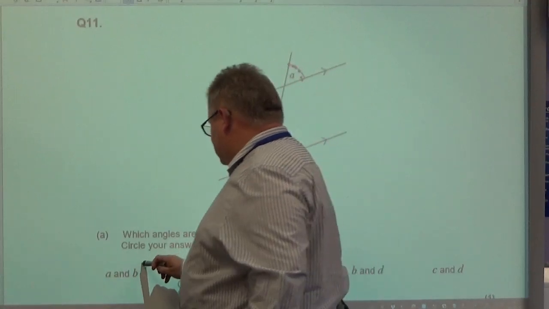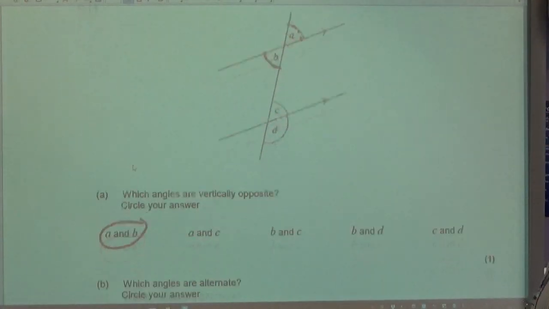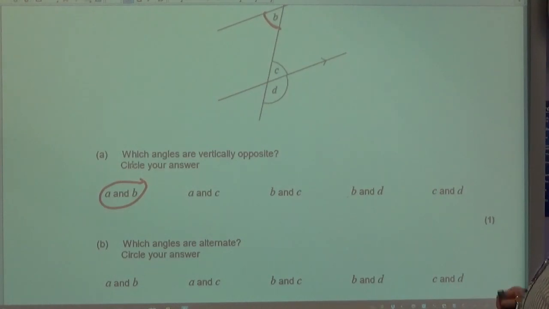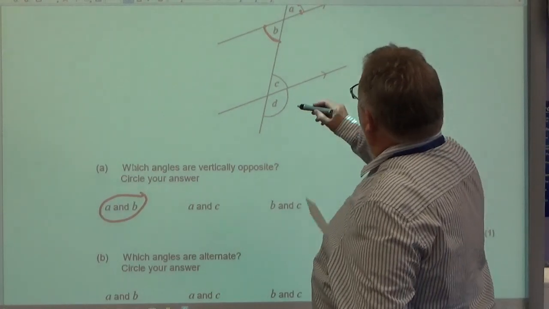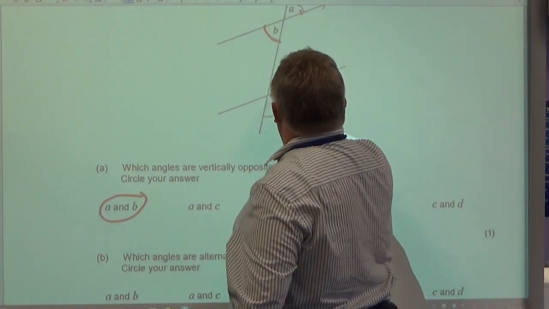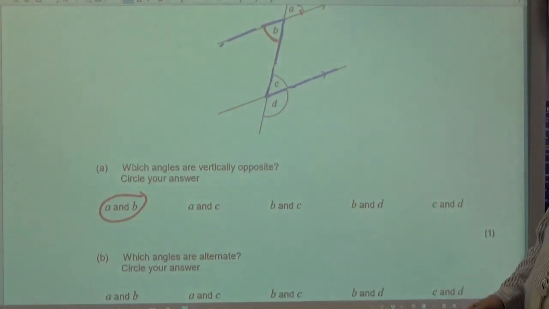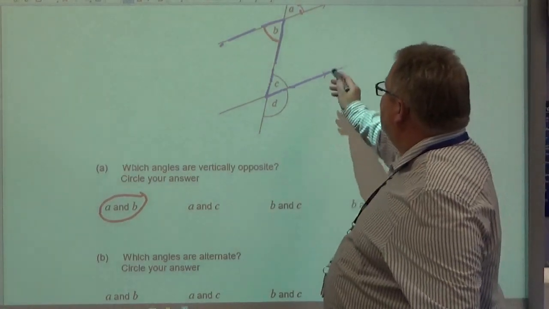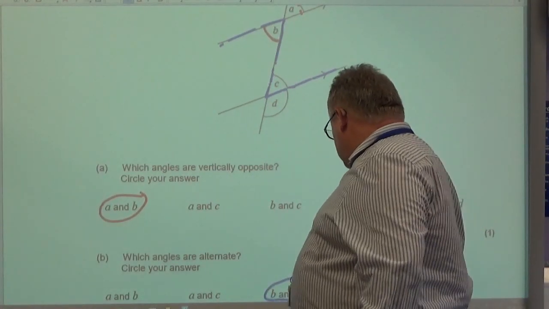Then the next one is which are alternate. So the alternate ones are this. Remember, we used to be able to call them Z angles, but you can't call them that. You call them alternate angles, but it gives that Z shape. So that's B and C there.